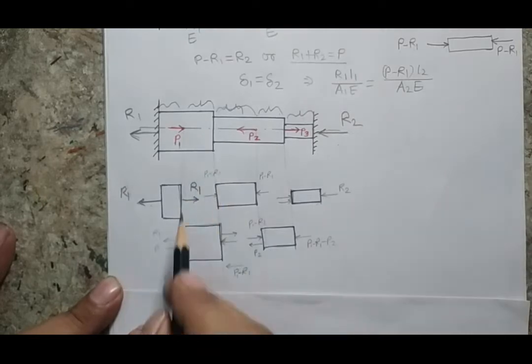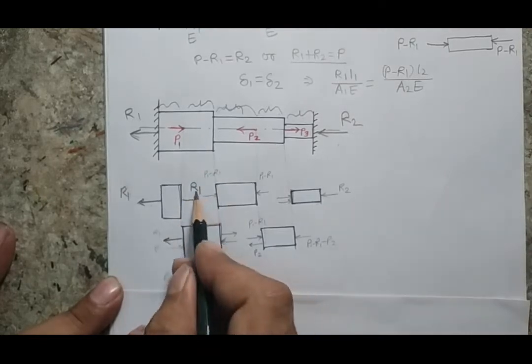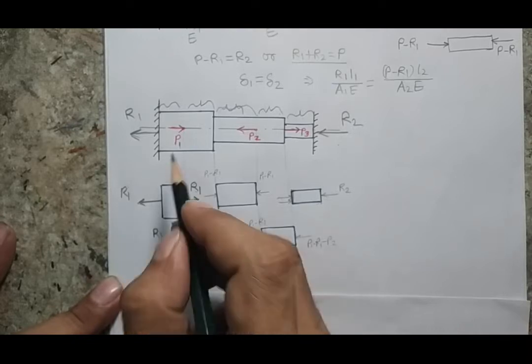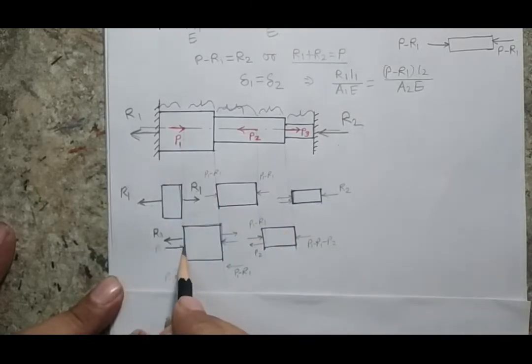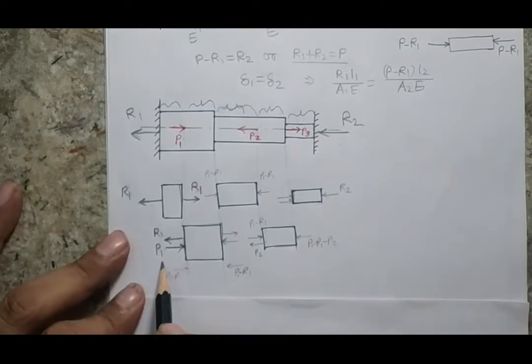So equal and opposite R1 will be here. So this would be the reaction of this R1. Now I will consider this force P1, which is acting in this direction. So this is my P1. Again I have to think whether P1 is greater or R1 is more.